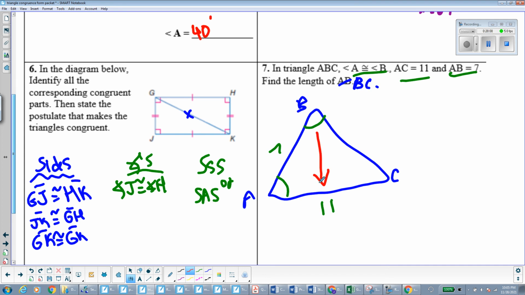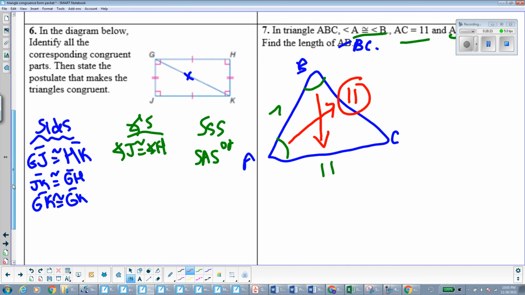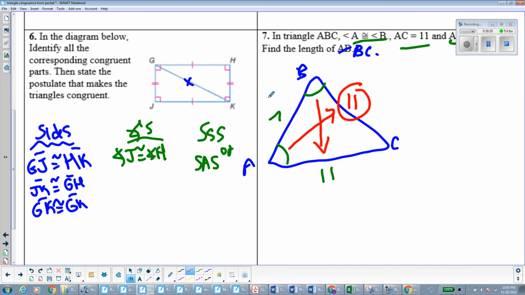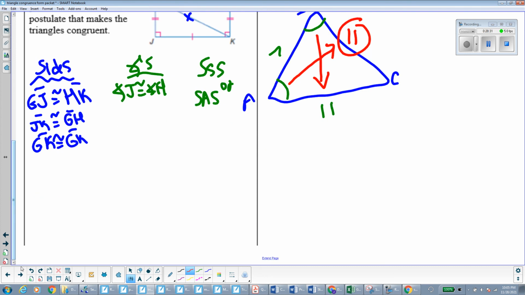So the side opposite from this congruent angle is 11. So the side opposite from this congruent angle should also be the same, or 11. So the length of BC should definitely be 11. That's the converse of the base angle theorem. If we have 2 congruent angles in a triangle, the sides opposite those angles are also congruent.